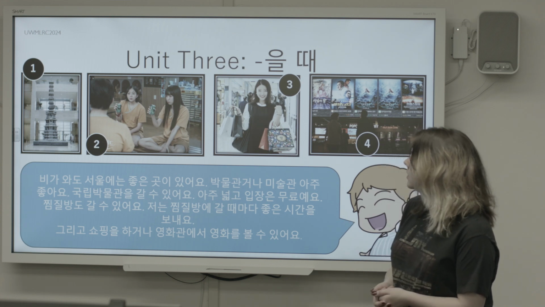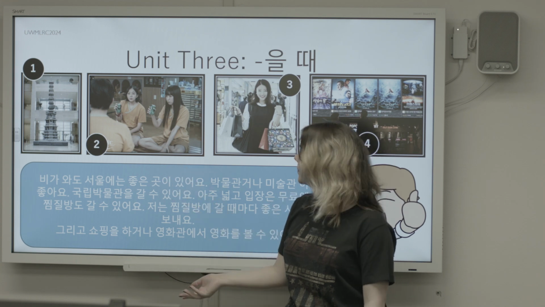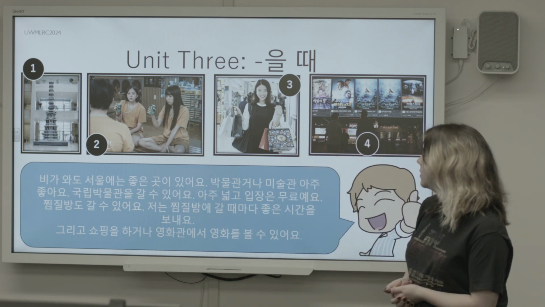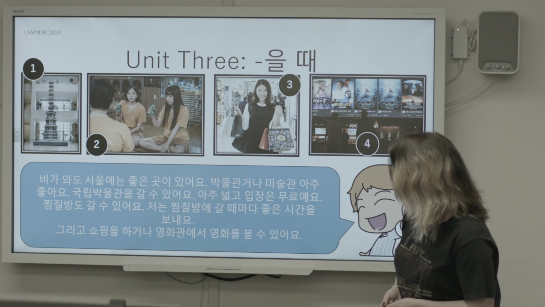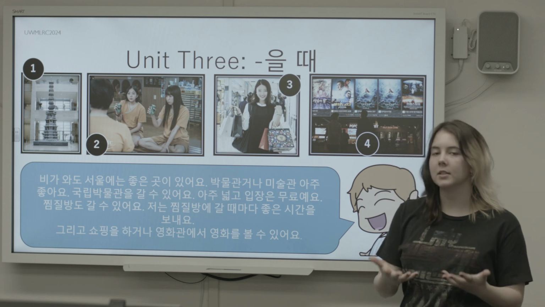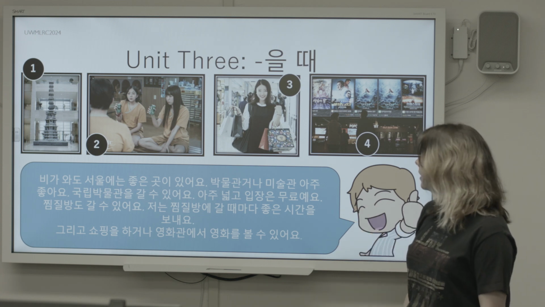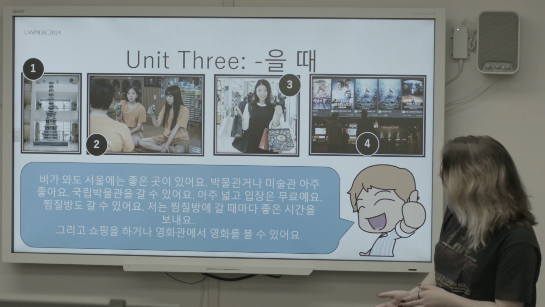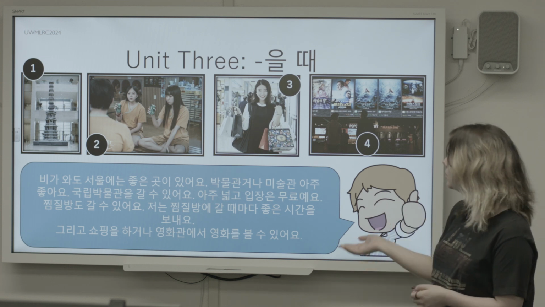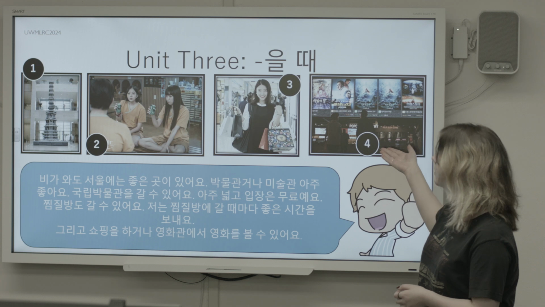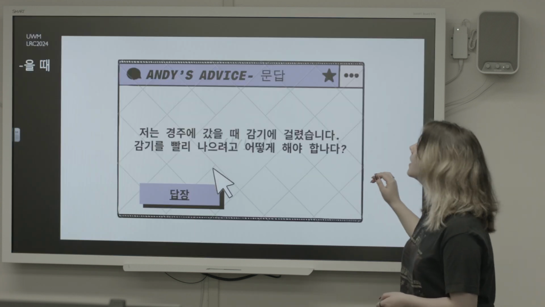찜질방도 갈 수 있어요. 찜질방 is sauna, Korean sauna. You can also go to a 찜질방. 저는 찜질방에 갈 때마다 좋은 시간을 보내요. Every time I go to a 찜질방, I always have a good time. 그리고 쇼핑을 하거나 영화관에서 영화를 볼 수 있어요. You can also go shopping or watch a movie at a movie theater. These are all good places to go to when it's raining.